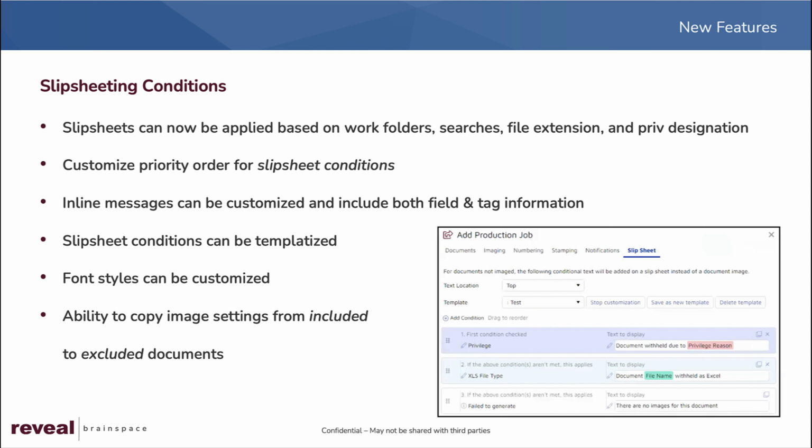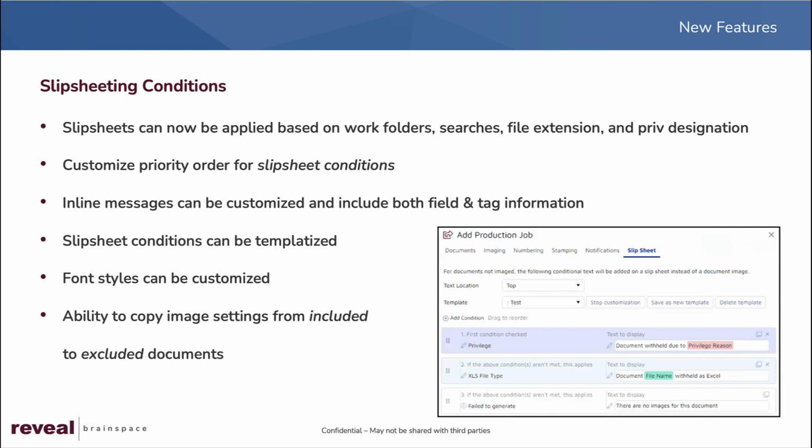You can also choose the order in which the conditions are applied, with the caveat that the last condition must continue to be failed to generate. You can now include tags and fields in your conditions, where tags will be indicated by a salmon color, whereas fields will be represented in a green color. The custom slipsheet conditions you create for document productions can be stored as a template and reused across projects within Reveal. You can also customize fonts for each set of conditions.